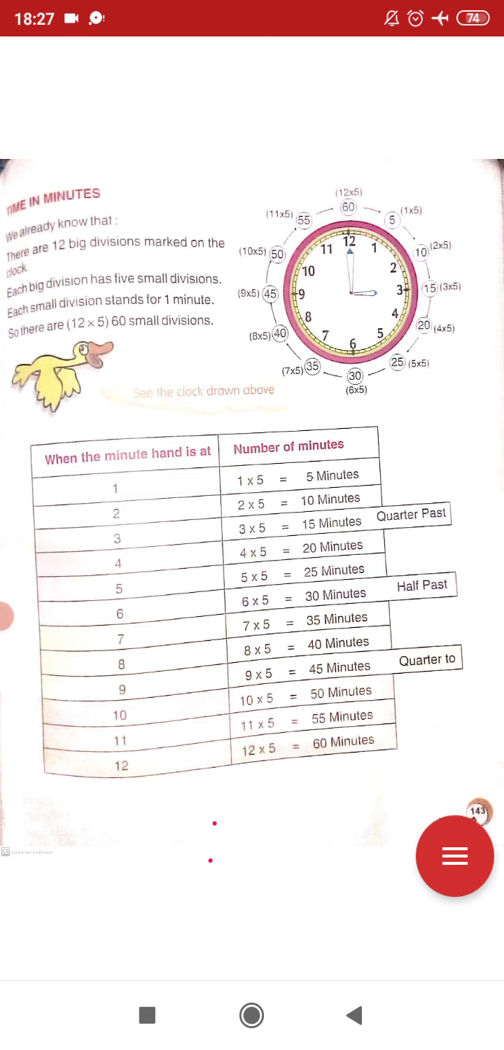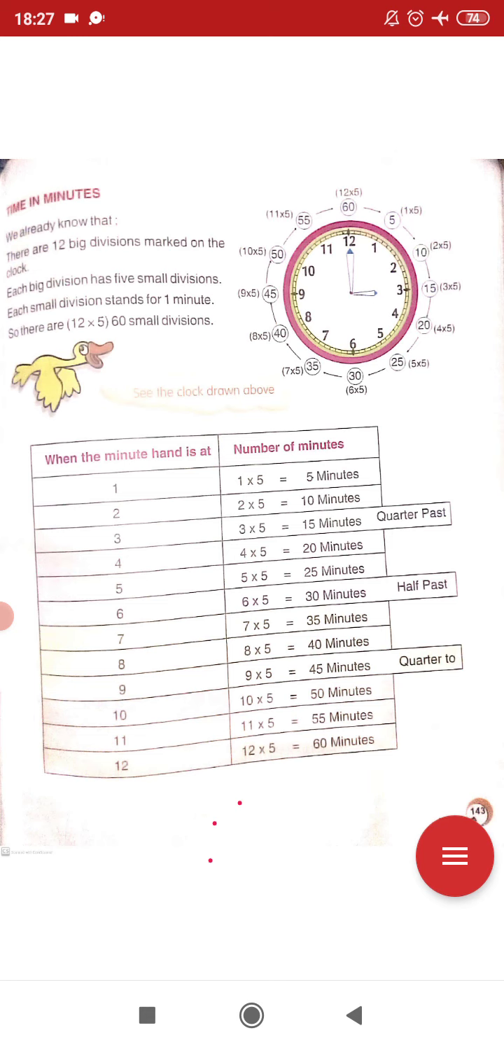When the minute hand is at 1, the number of minutes will be 5. Just multiply the number of divisions by 5. Okay? जब 2 में होगा, when the minute hand points at 2, then the number of minutes will be 2 into 5, that means 10. 12 में जब होगा तो 60 minutes, full hour. You know that when the minute hand is at 6, then we call it half an hour, 30 minutes. There are 60 minutes in 1 hour, so 30 minutes means half an hour. Okay, so the number of minutes been mentioned in this chart, so just follow.